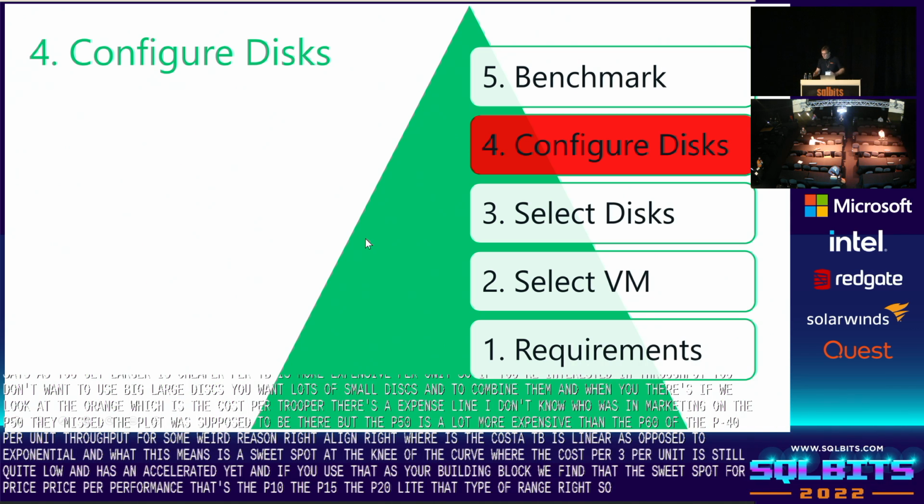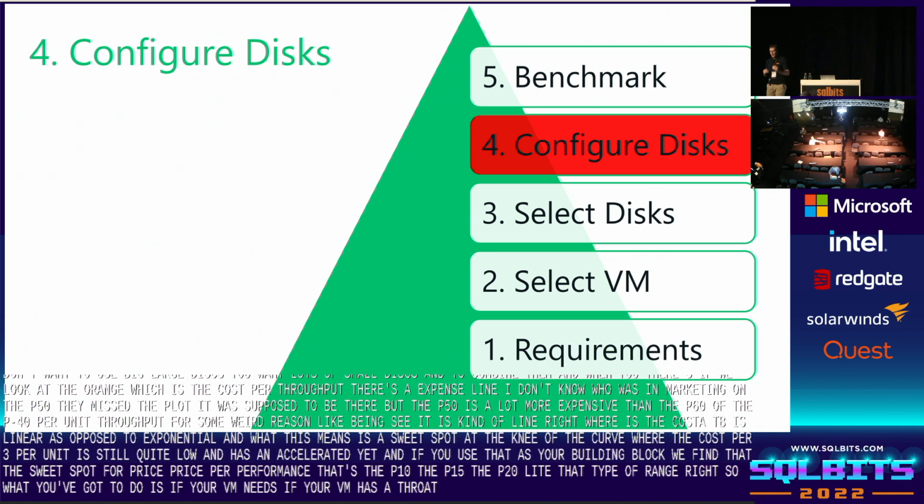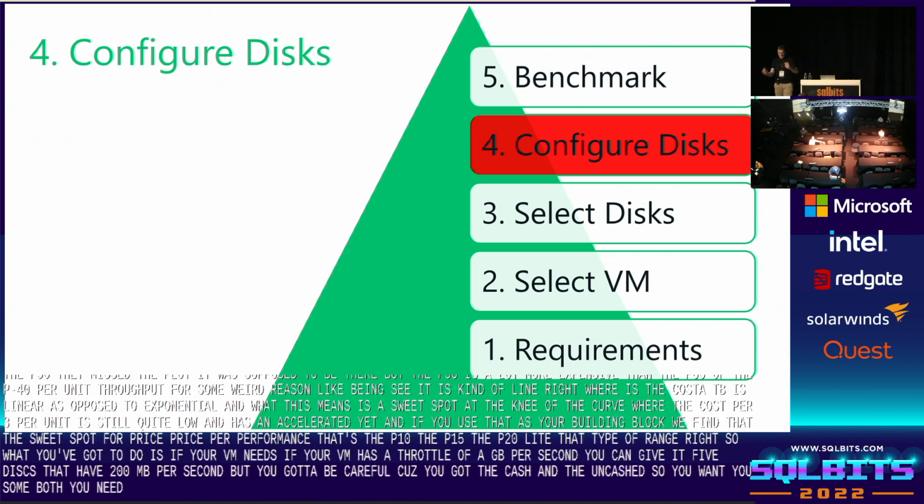So what you've got to do is, if your VM has a throttle of a gigabyte per second, you could give it 5 disks that have 200 megabytes per second. But you've got to be careful because you've got the cached and the uncached. So if you want to use them both, you need disks that are both cached and uncached, right? So you might need 2 pools of disks if you want to get the most out of it.